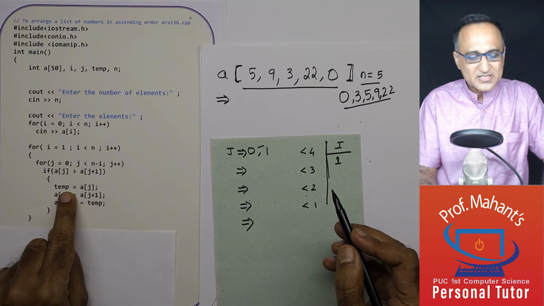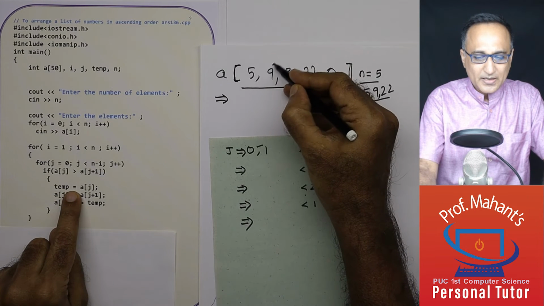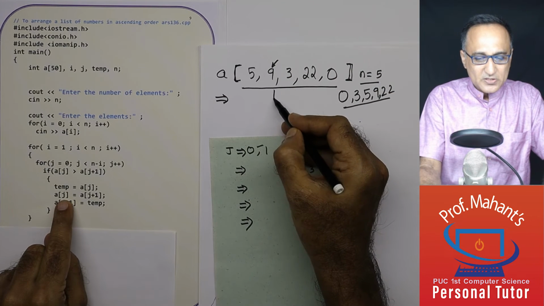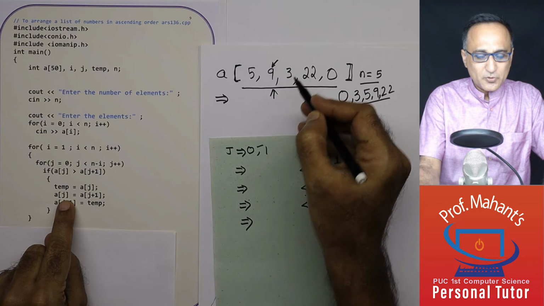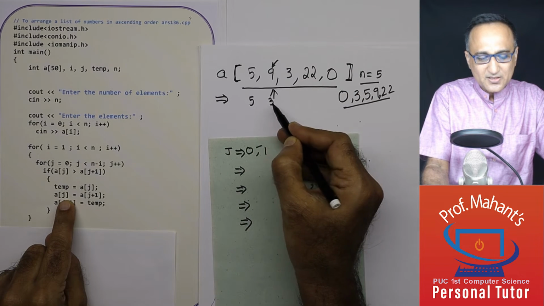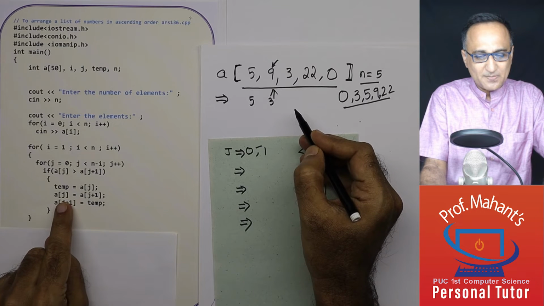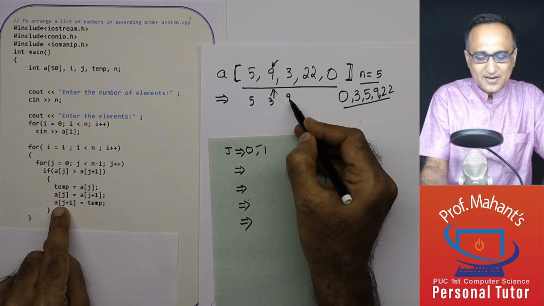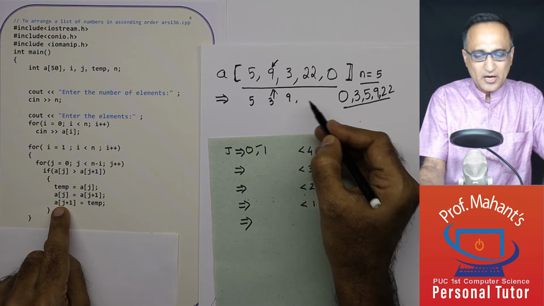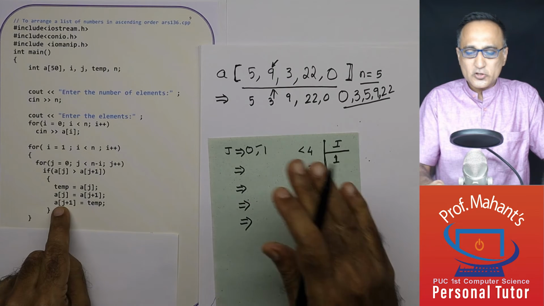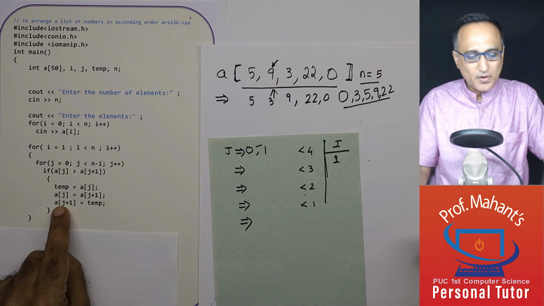So let us see what temp is. Temp is A of j, so temp takes the value 9. Then A of j takes the value from the next position. So this becomes 5, this becomes 3 because the exchange has taken place, and then the value of temp is copied into the position where 3 was. This is what happens. So far the array is looking like this. Whenever there is a change, I'll show you the new array.